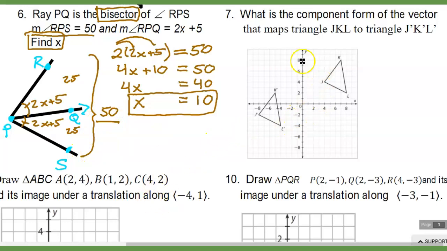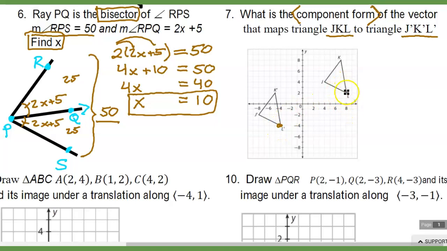All right, let's switch gears to component form. Okay, component form means you use these type of pointed parentheses. We want to know for mapping JKL, which is right here, to J prime, K prime, L prime, how far left and right do we have to move and up and down do we have to move. So I can use any of these points. Let's go with L and L prime.